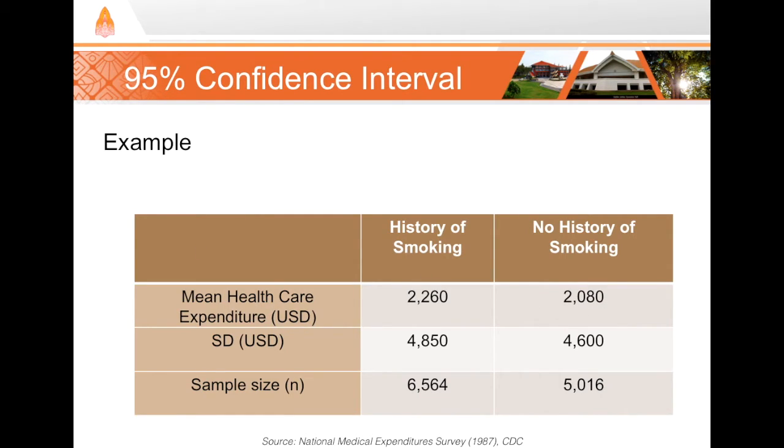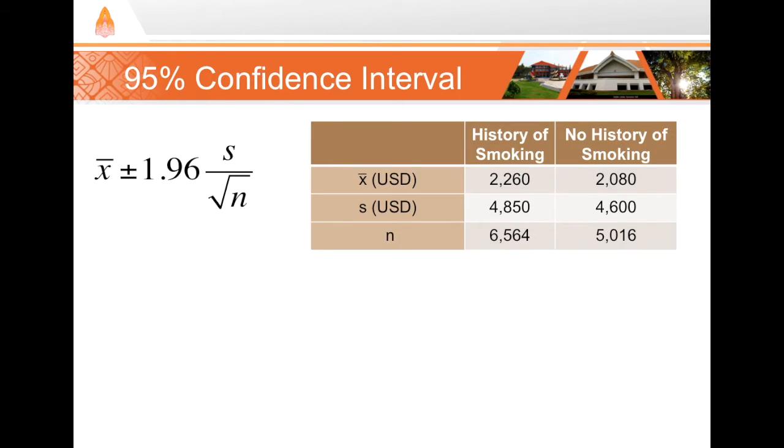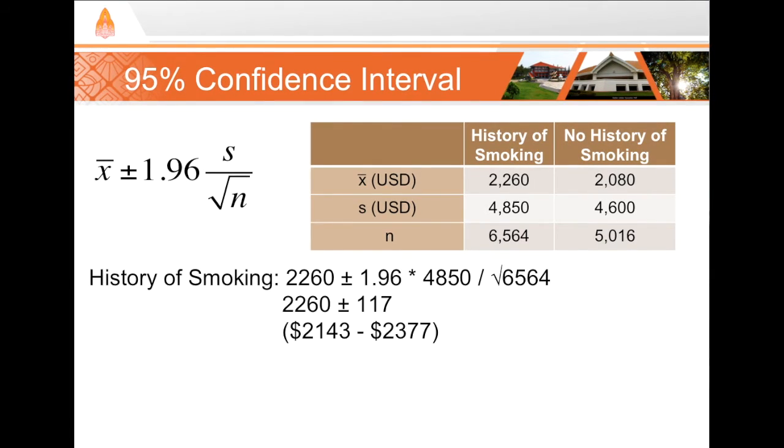But let's compute the 95% confidence intervals for each of the 2 samples. How can we do that? Well, we need our formula. For our group with a history of smoking, we put our numbers into the formula and we find that 1.96 times the standard error works out to be $117.